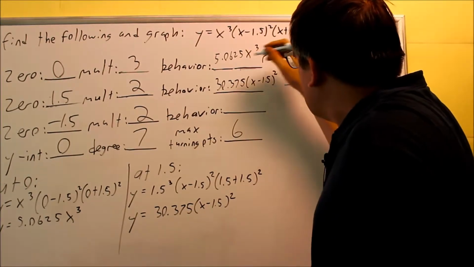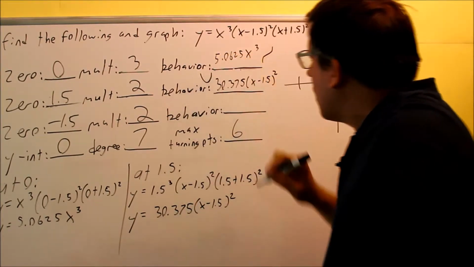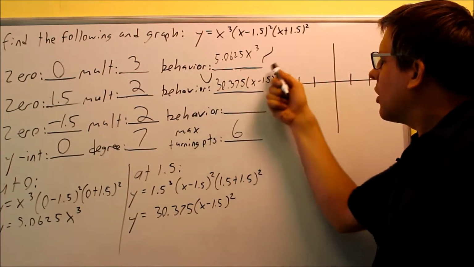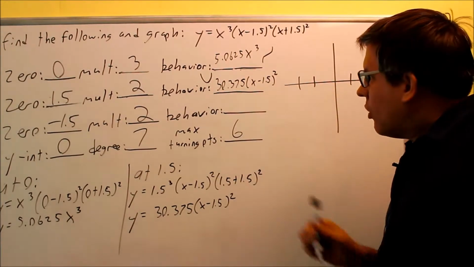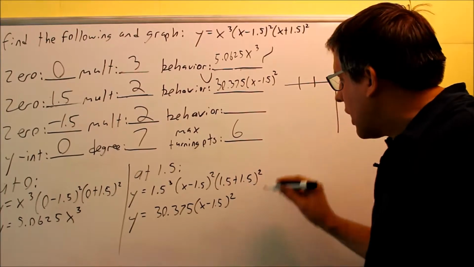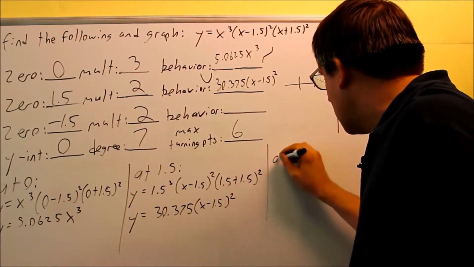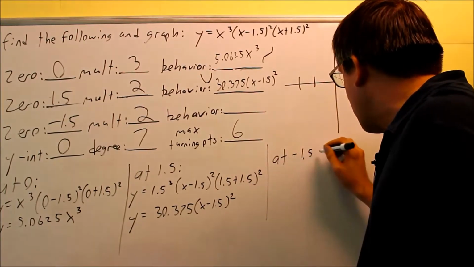So again, the way that one looks right here, I'll draw it in. It's a U because you've got a square on that one. Now let's look at the last one. We're going to do the behavior at negative 1.5.